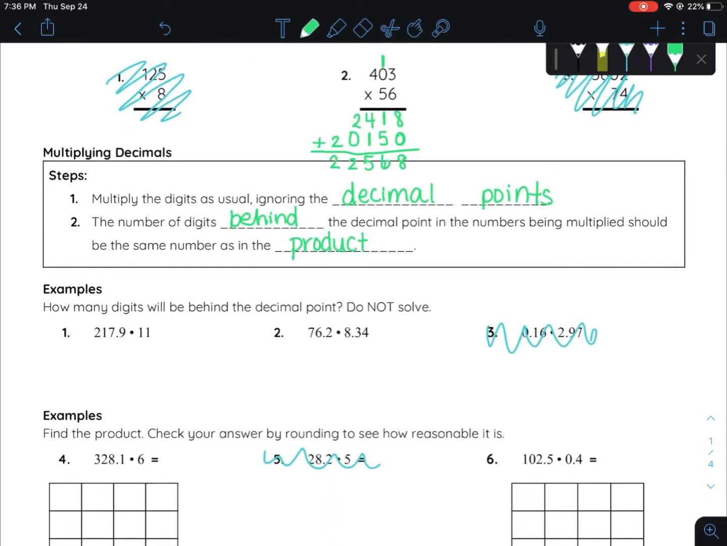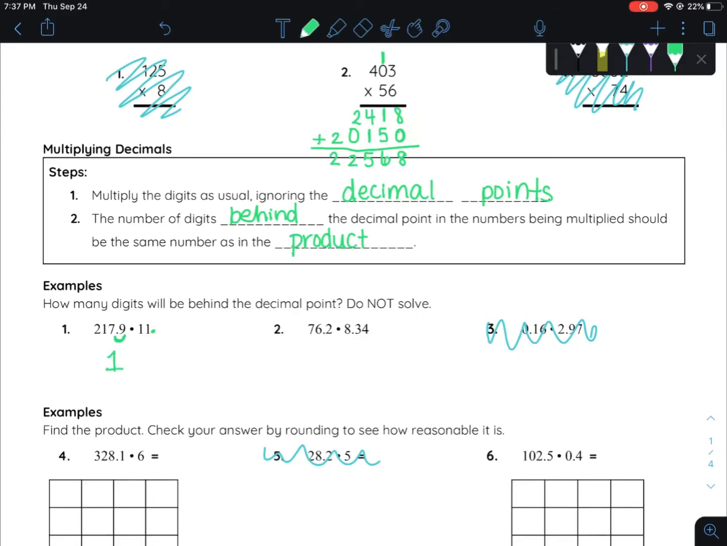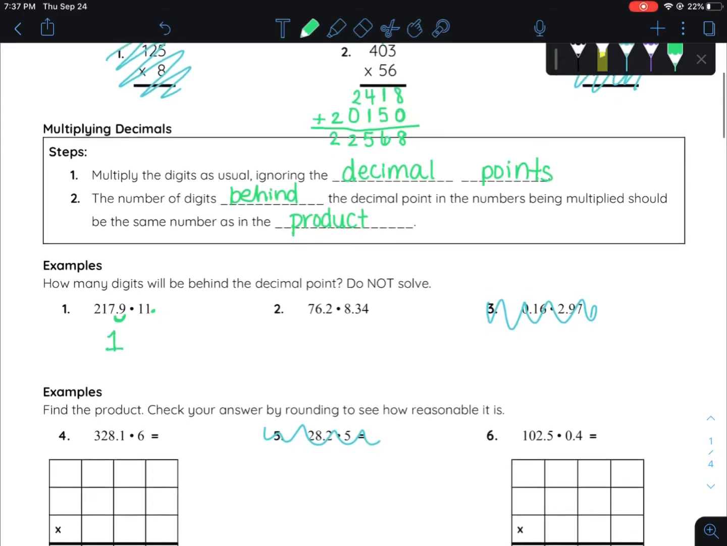217.9 times 11, there is one single digit behind the decimal point in that first number being multiplied. The 11 has nothing behind the decimal point. So there is one single decimal digit here. In number 2, we have the 2 in the tenths place, and then we have the 3 in the tenths place, and the 4 in the hundredths place. So there are 3 digits behind the decimal point if you add them all up. So in your answer there, you would have 3 digits after the decimal point.